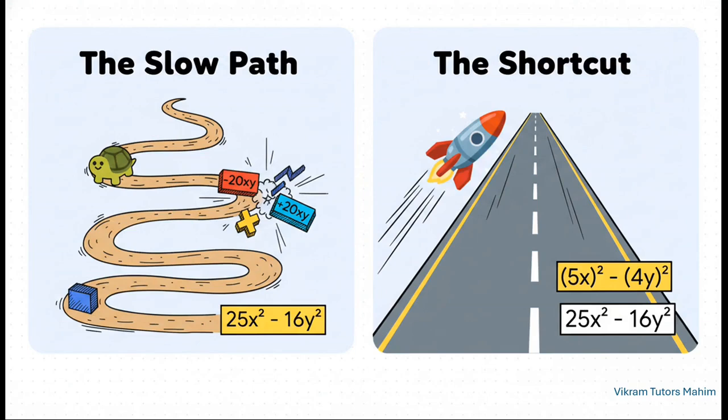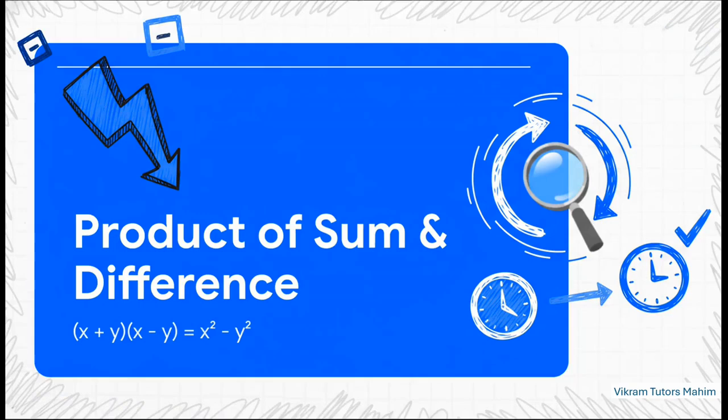Okay, now this is where the magic happens. On the left, we're using the old FOIL method, but notice something really important. The middle terms, minus 20xy and plus 20xy, they just cancel each other out. The shortcut on the right knows this is going to happen, so it skips right to the end. It just jumps directly from the problem to the answer. One clean step.